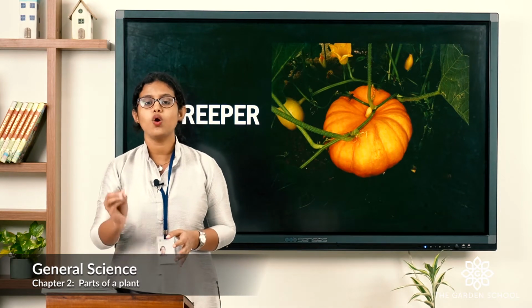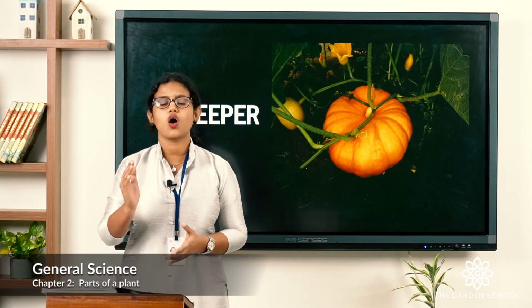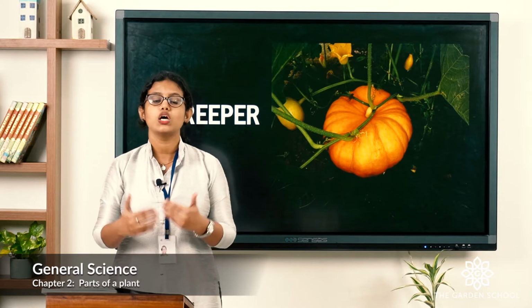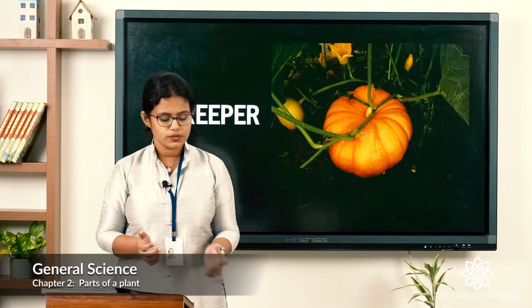There are many examples for creepers, like the watermelon, pumpkin. All these plants grow along the ground. So why do they grow along the ground? Because these plants cannot stand on their own, cannot grow straight on their own. So that is called the creepers.